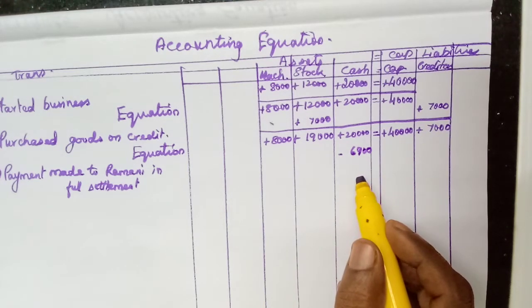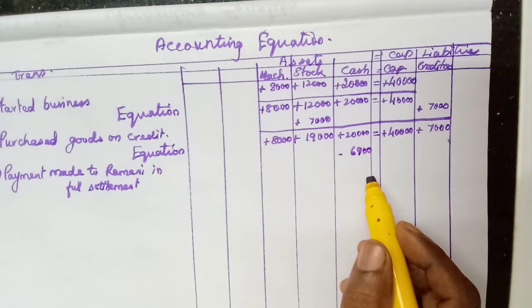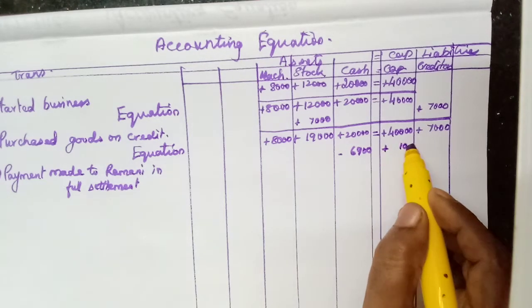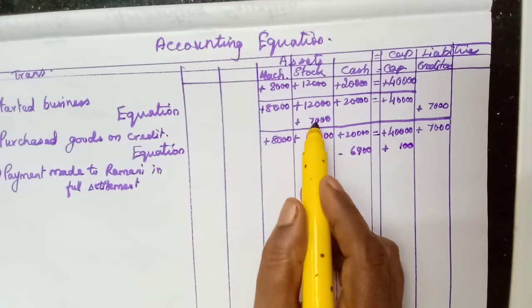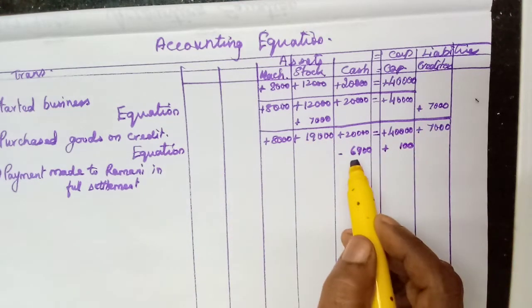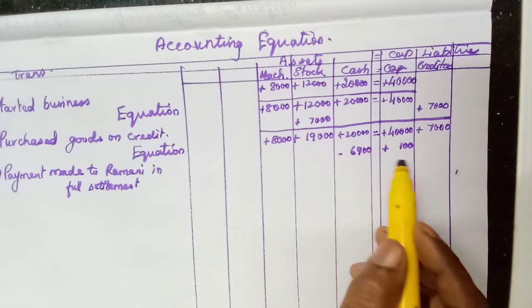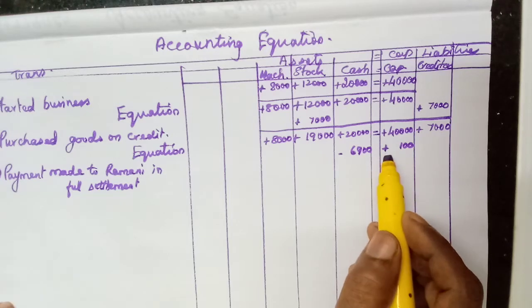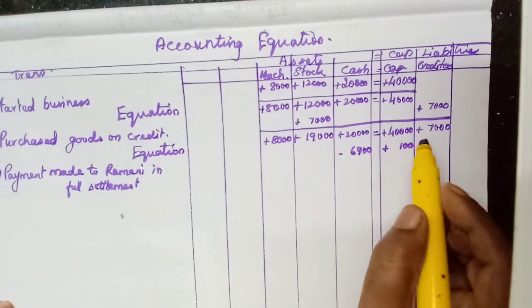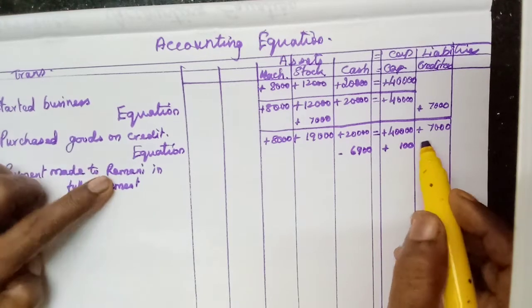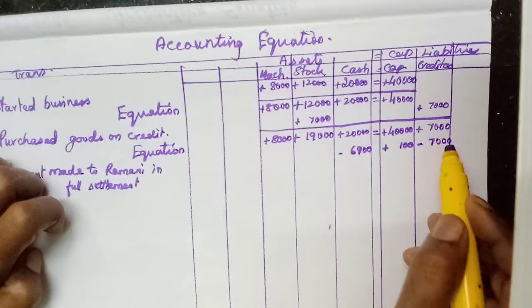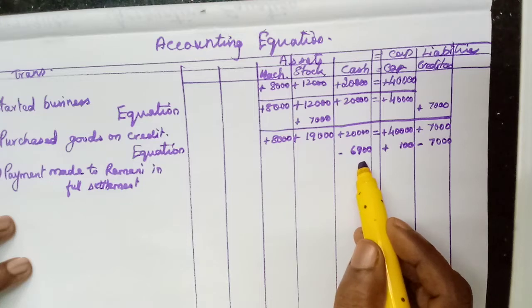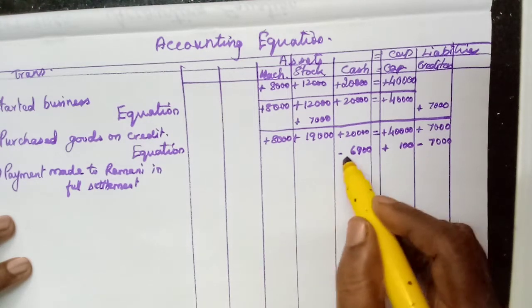But here that 100 is the gain for the capital because it is increasing. Understood now? 7,000 we need to pay to the creditor, but now we are paying 6,900 in cash. No need to pay this 100. So it is a gain for the business. So we are adding that gain along with the capital. Now in full settlement, payment made to Ramani. So we are paying fully. So here this transaction affects three accounts. One cash, another capital, then creditors we are paying in full.